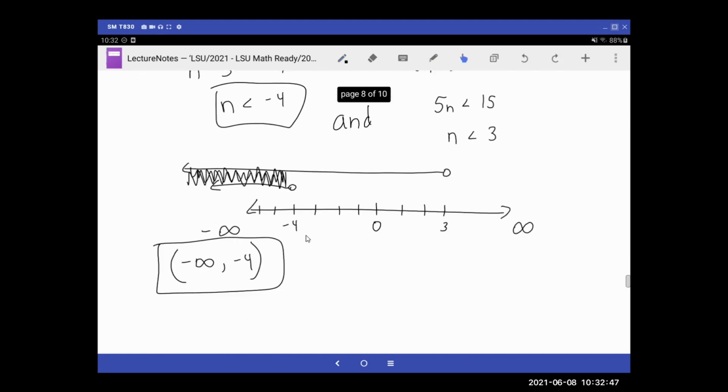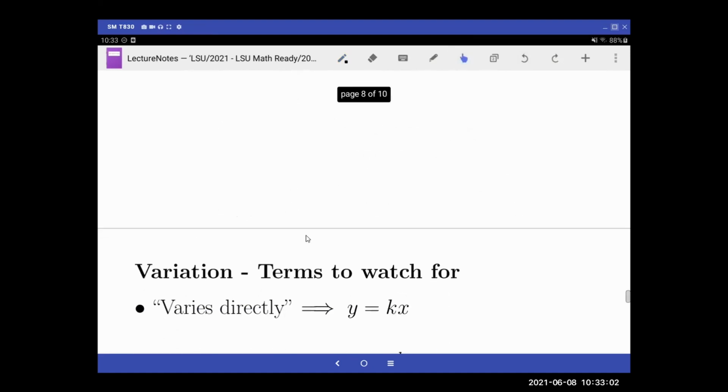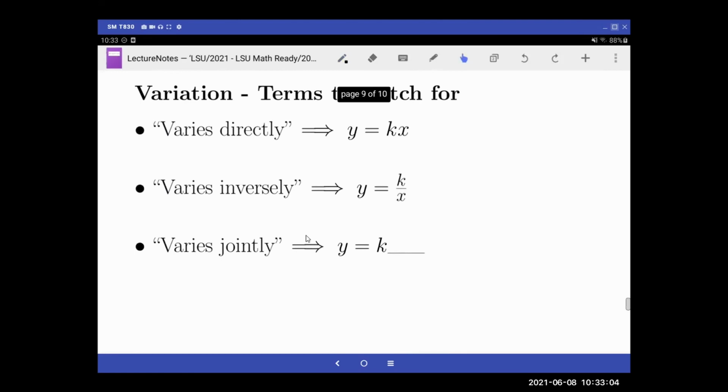All right. I do want to comment real quick. If this were, let's say, a closed circle, if this were less than or equal to -4, you would use a bracket instead of a parenthesis. Okay. Don't know if that's going to come up later or not, but there you go. Okay. The last thing we need to talk about is variation, and we'll do one example about that.